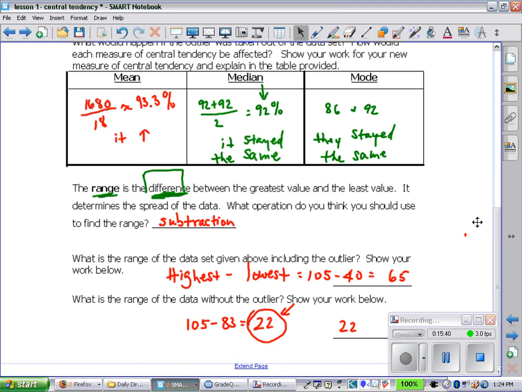So there you have it. That's central tendency, mean, median, and mode in a nutshell.